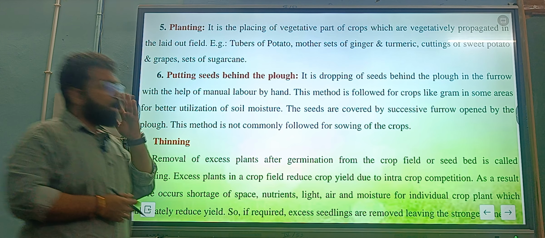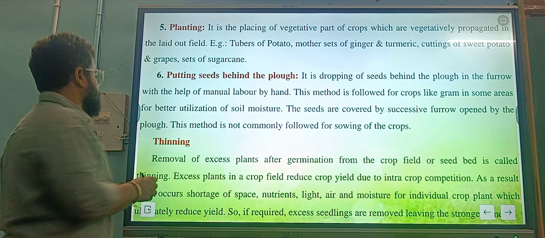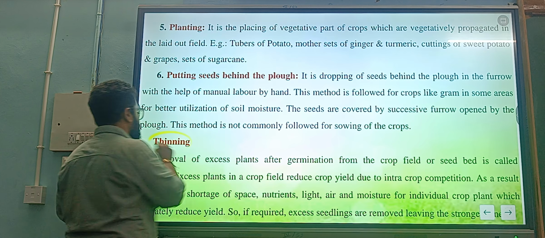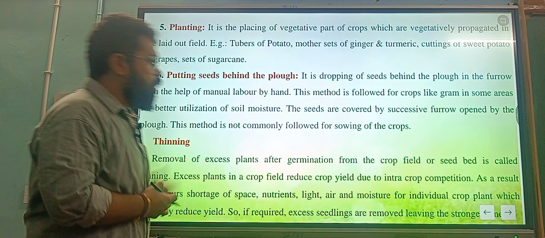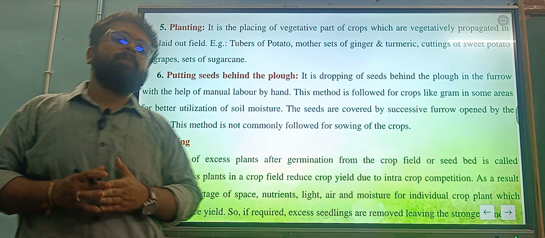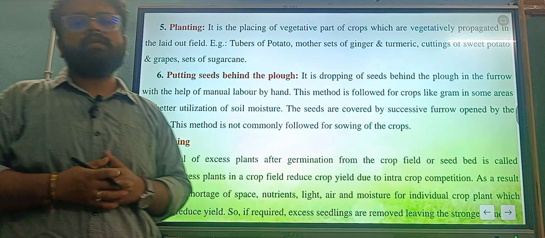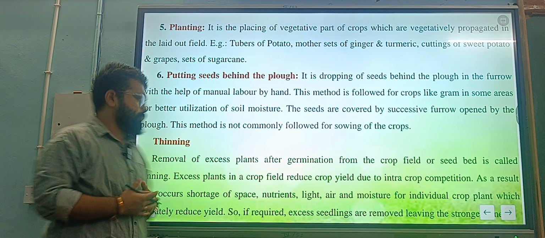Then after understanding the sowing, there is another important operation called thinning. What is thinning? The removal of excess plants after germination from the crop field or seed bed is called thinning. And why is it done? In order to maintain an optimum population and to reduce the competition, we need to practice thinning so that we get a good crop stand.